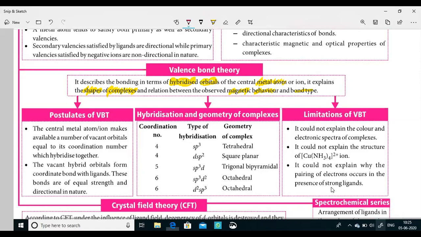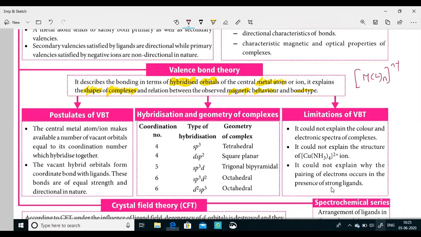So here, you know that if you are taking a complex compound, in a complex compound you can see a metal ion. That metal ion has a bond with the ligand, and it has some charge, right? So here, the central metal atom or ion makes available a number of vacant orbitals equal to its coordination number.